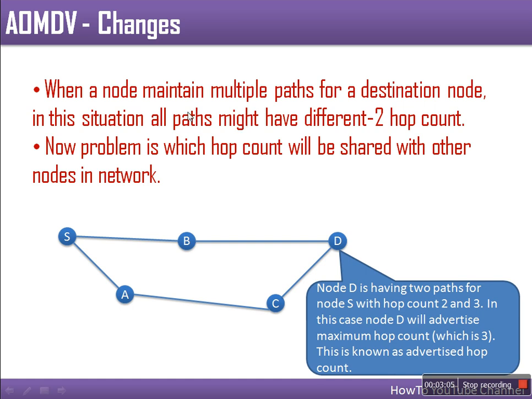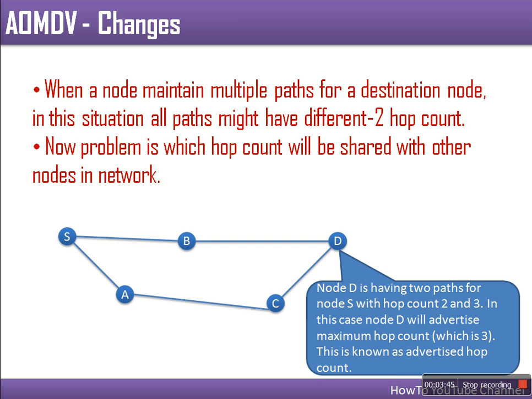Now when a node maintains multiple paths for a destination, it might be possible that every path has a different hop count. So in AOMDV routing, when these nodes share their information, which hop count will be shared? For example, let's say node D has two paths for node S. This path has hop count 2, this path has hop count 3, and D wants to share this information to another node in a route reply packet.